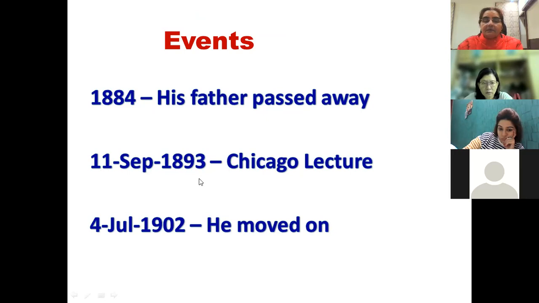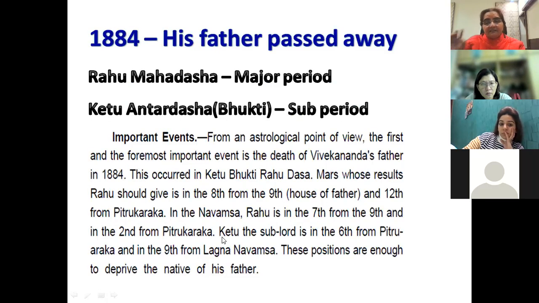The next important event was his Chicago lecture, which happened in 1893 when he was 30 years old. And before completing 40 years, he passed away. These 3 events, we are just going to see what B V Raman has written in his book.